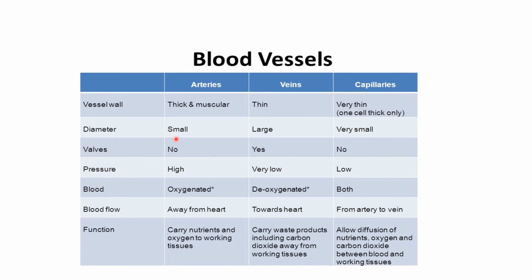Diameter is very small in arteries. It is large in the case of veins. It is very small in the case of capillaries, because the capillaries are very thin vessels. So their diameter is very, very small. And arteries have a small diameter and veins have a large diameter.